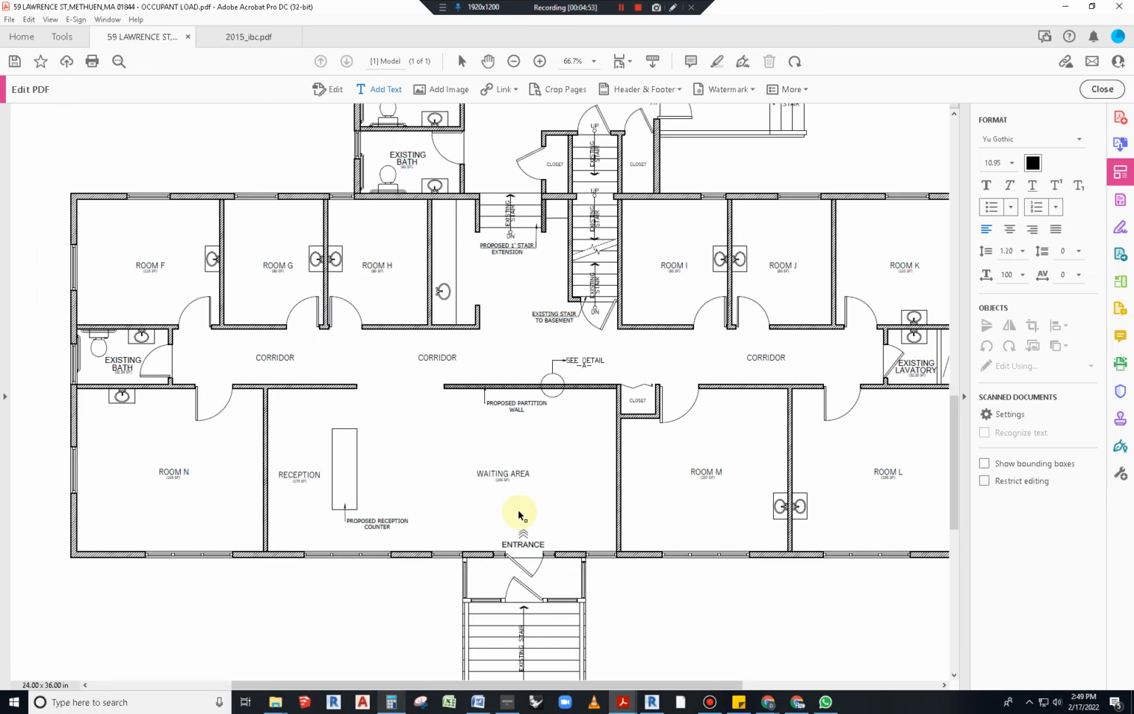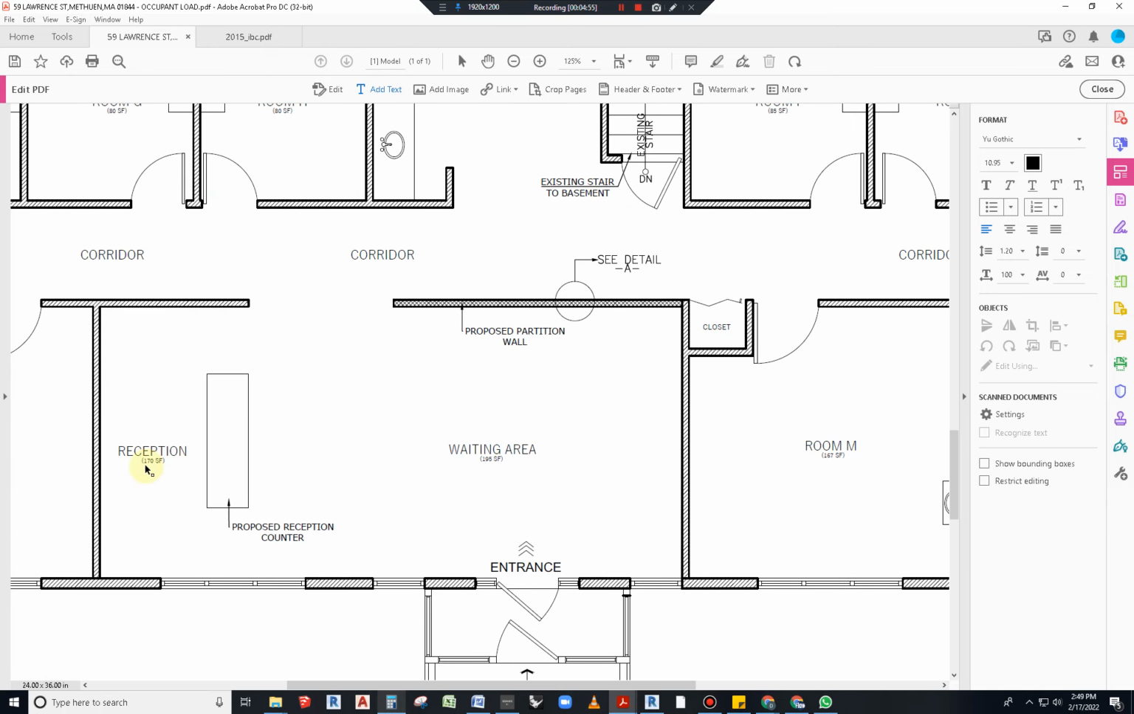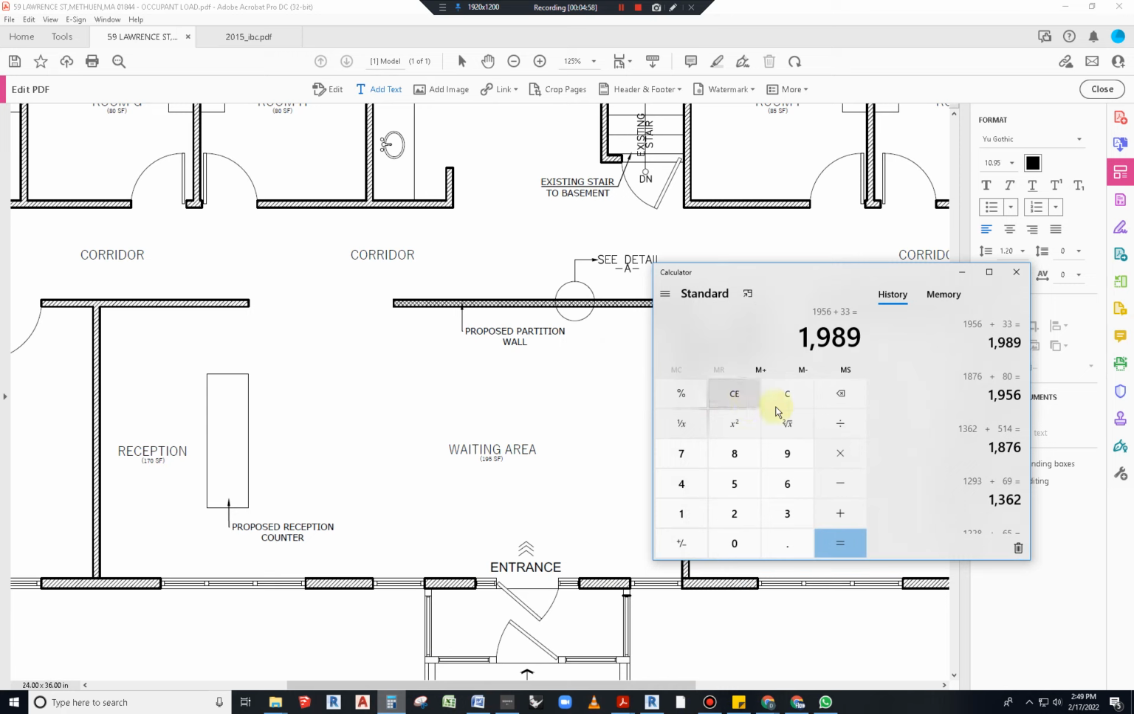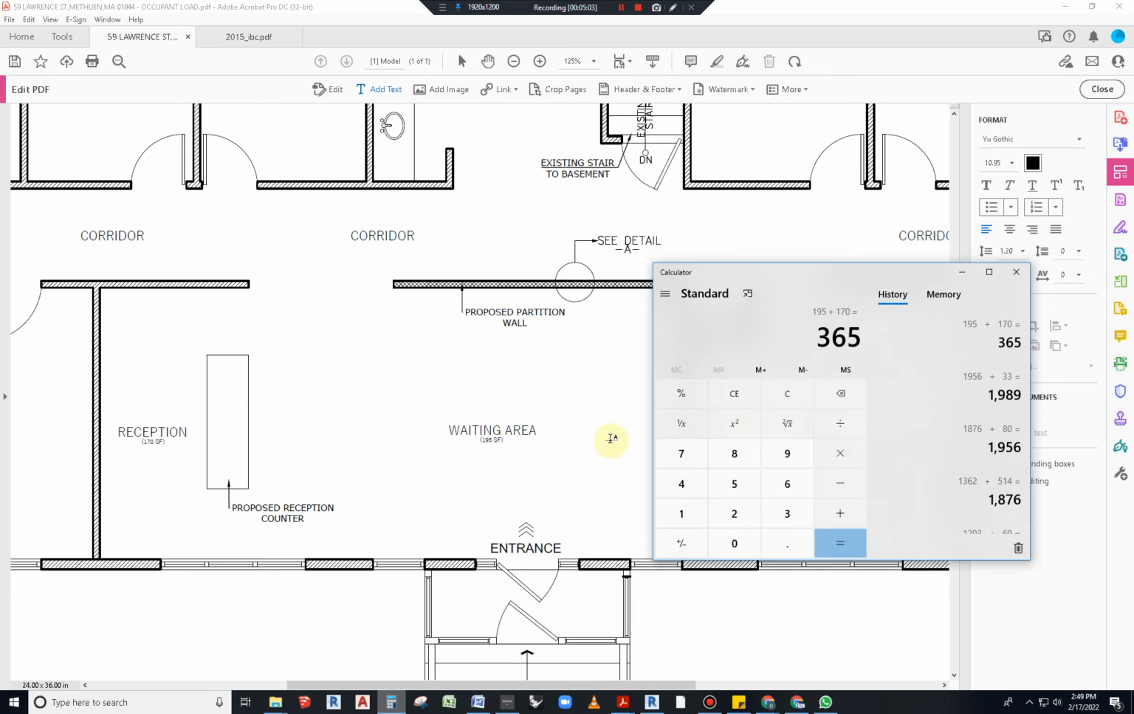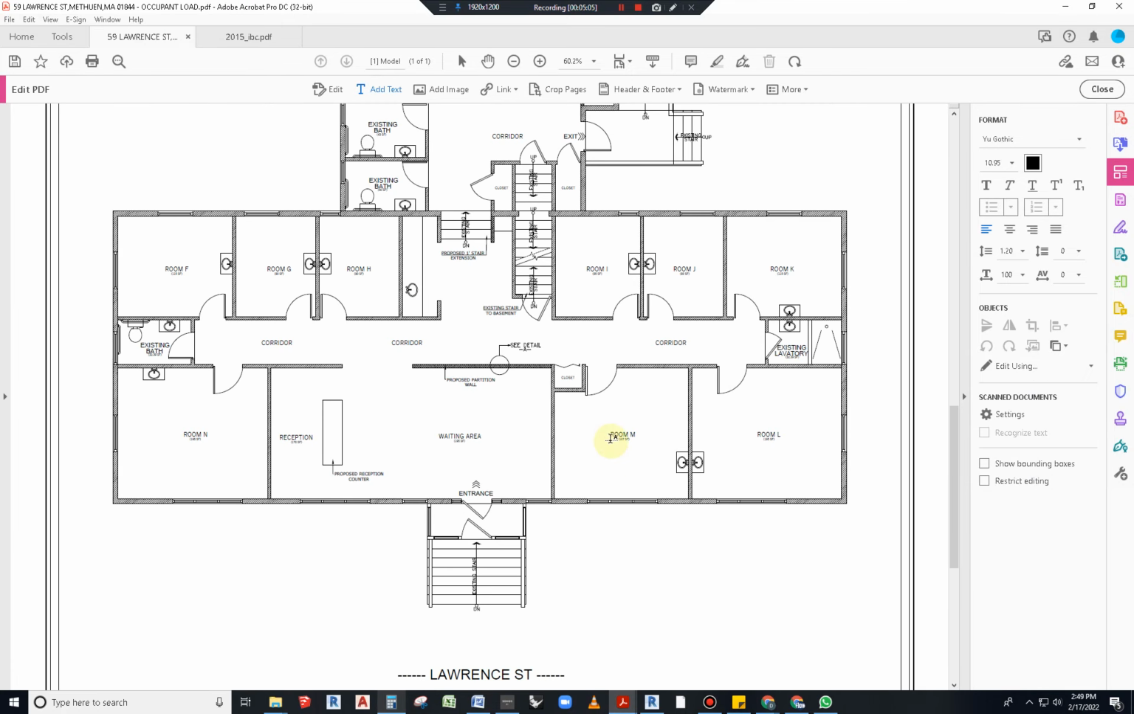The assembly area is going to be 195 plus 170. So you have 195 plus 170. That's 365.